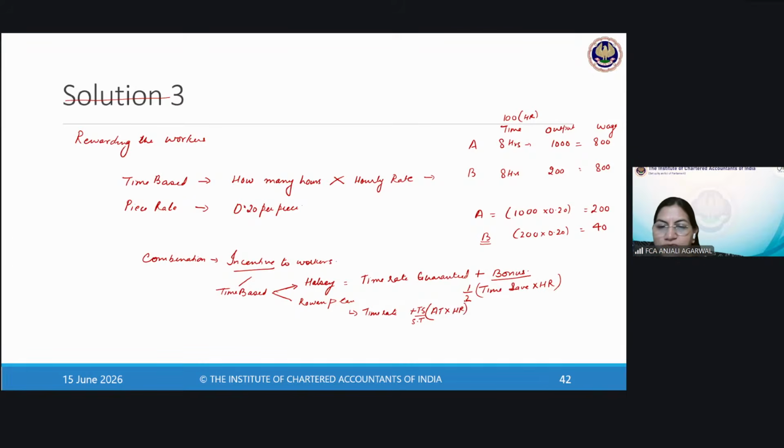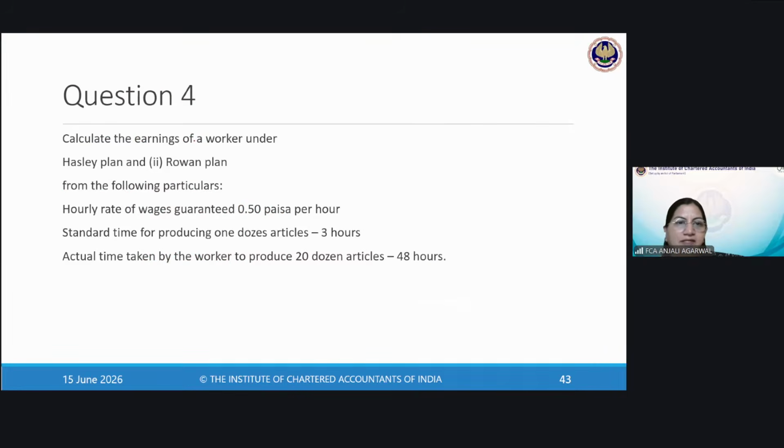So Rowan also followed the same plan. He gave a bonus on the basis of time saved, but he gave a percentage of the actual wages that the worker has earned, in proportion to the time saved compared to the standard time. So let's look at this question and you'll understand. Calculate the earnings of the worker under Halsey plan and Rowan plan.